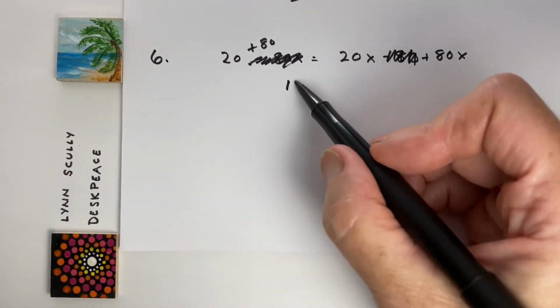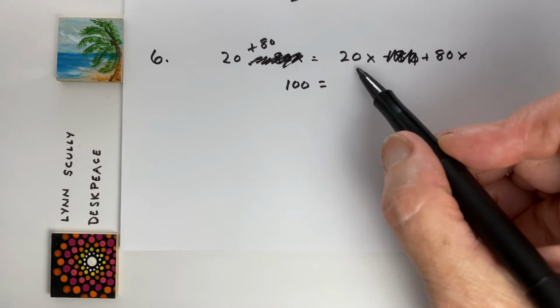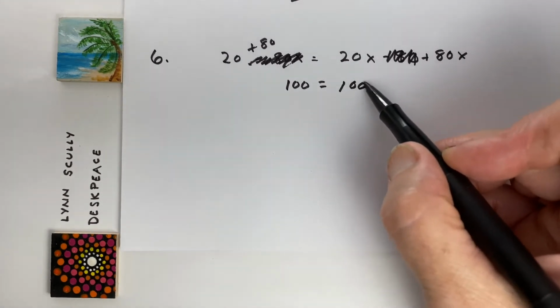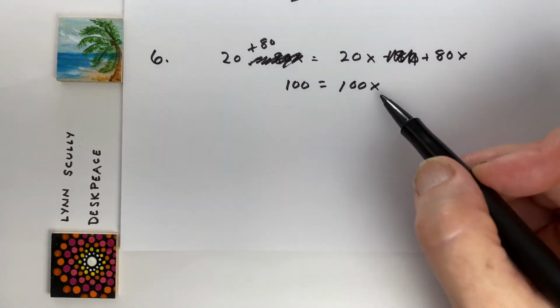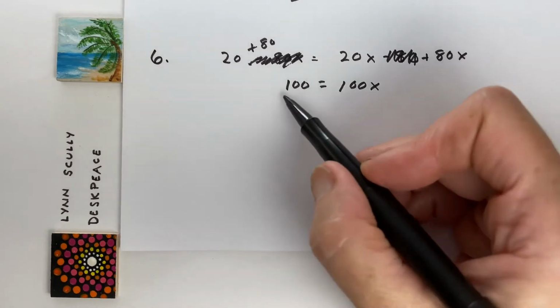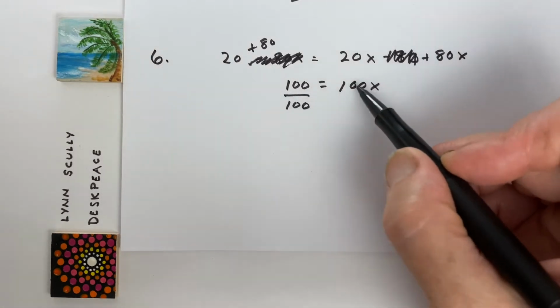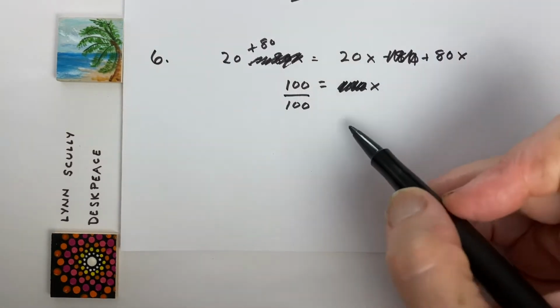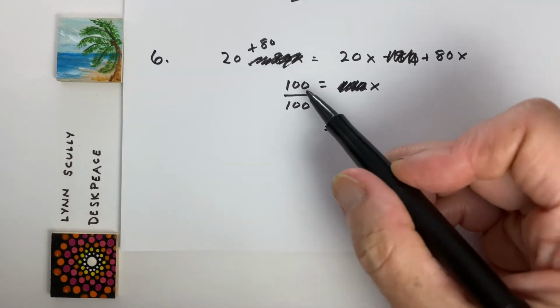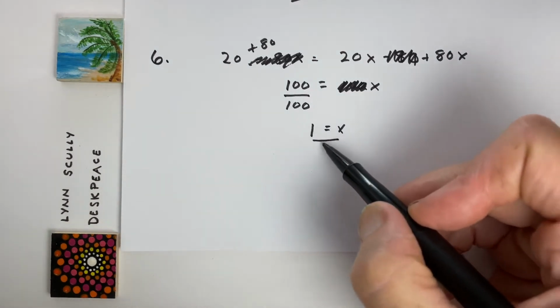20 plus 80 is 100. 20 x's plus 80 x's are 100 x's. I want to get the x alone. 100 is attached by multiplication. Move it by division to the other side of the equal sign. And I'm getting x equals 100 divided by 100, which is 1.